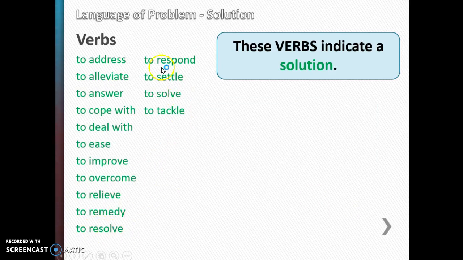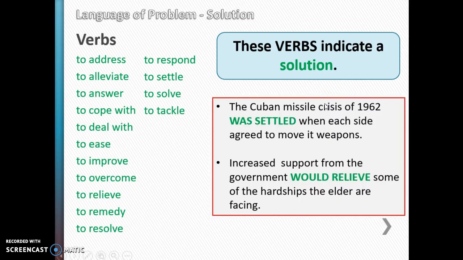And here we could say we've got lots and lots of verbs. And that's because verbs for solution mean action. If you want to solve something, you have to do something. So we have address, alleviate, answer, cope with. These are all words that you should know and be able to recognize that they show us that the author is talking about a solution. Let's look at some examples.